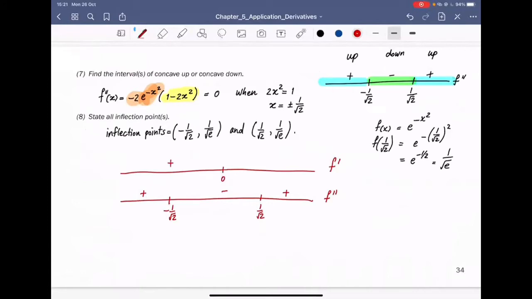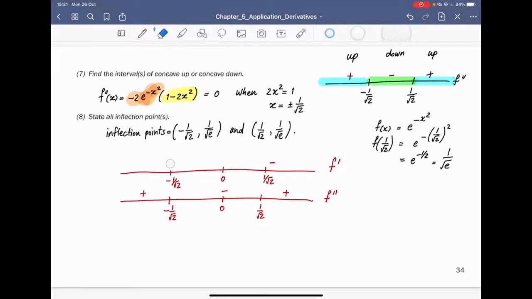On this side, I have plus, this side I have minus. So to combine these two together, I'm going to draw negative 1 over square root 2 here, 0 here, 1 over square root 2 here. And then once I do that, I'm going to look at the sign on each interval.